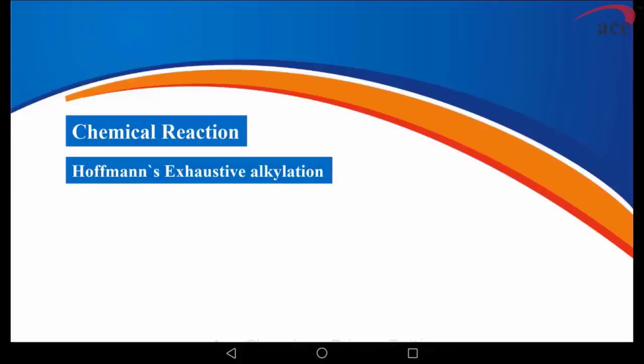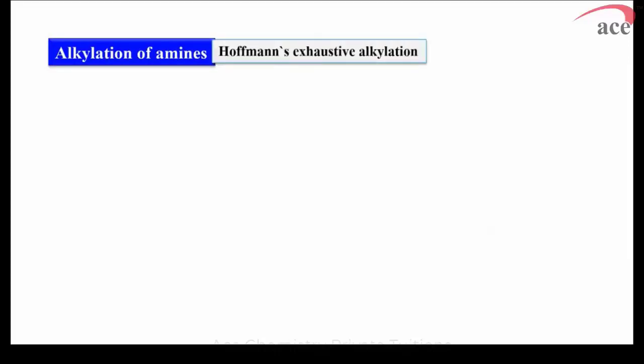Next, we have Hoffmann's exhaustive alkylation. Now, students, this is a continuation of Hoffmann's ammonolysis. We have already learned that if ammonia is in excess, we get predominantly primary amine. So, what do you mean by alkylation of amines? Introduction of an alkyl group. The process of introducing an alkyl group into a molecule is called alkylation.